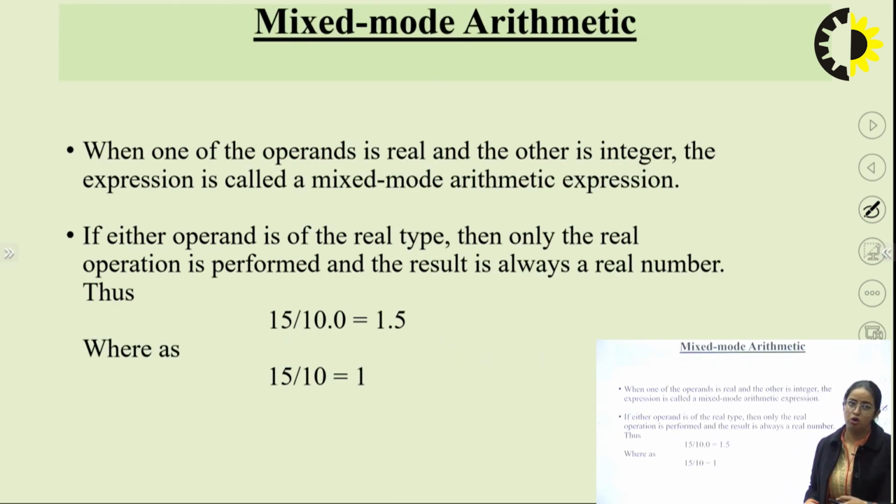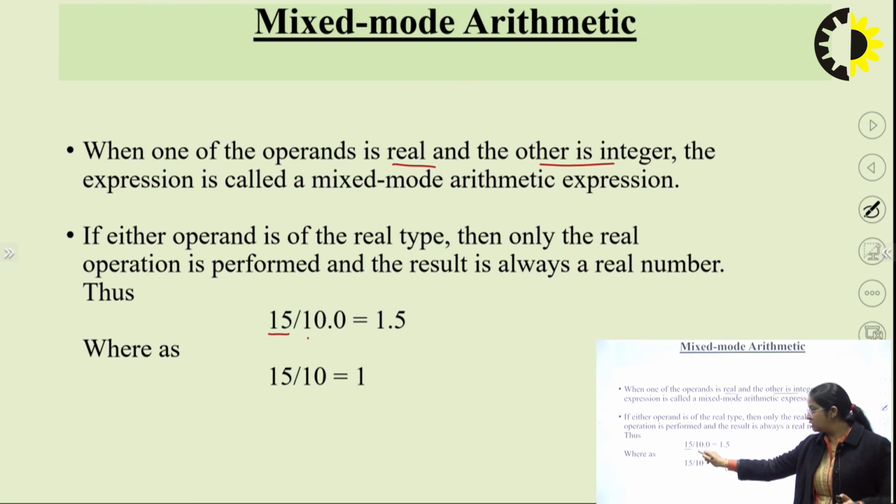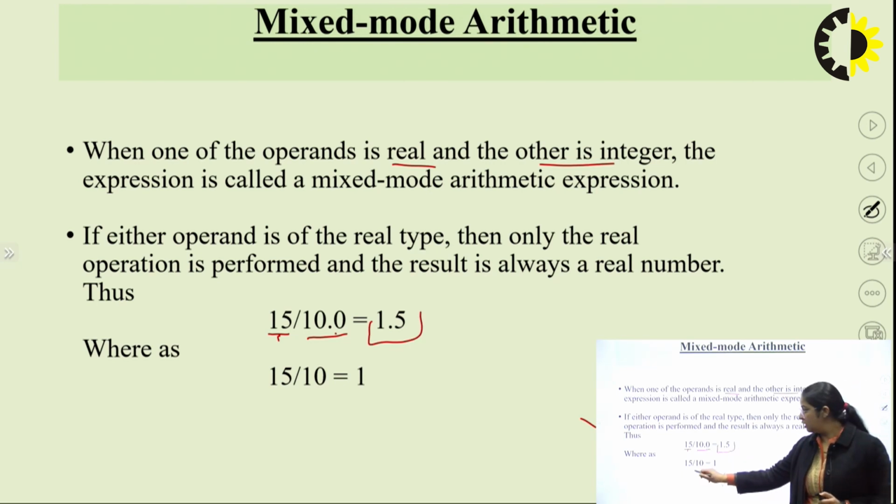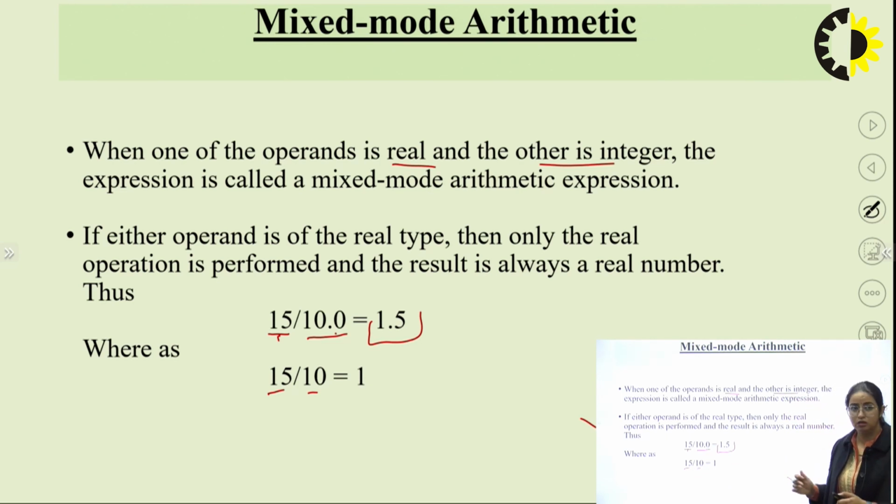Okay, next is mixed mode arithmetic. What does it mean? Mixed mode arithmetic is an arithmetic expression where we have a combination of both: a real plus an integer value. This is the real operand and this is the integer operand. When we do division here, we get the output 1.5. Okay, so this is the example.